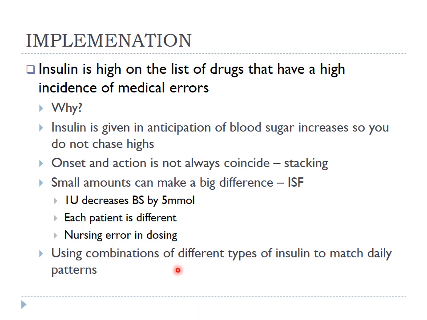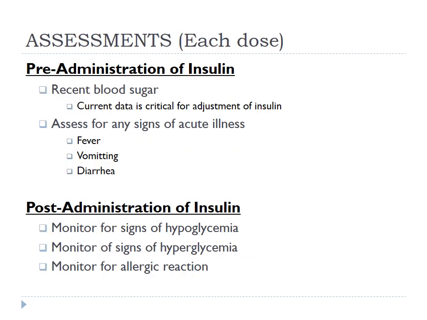So you can easily make common errors. Sometimes you don't inject properly, which can cause errors as well. Assessments, each dose, pre-administration of insulin. With each dose, before you give a dose, you need to check your blood sugar level. Okay, current data, whether you're an injector or a pumper, you have to check your blood level before you give yourself some insulin.